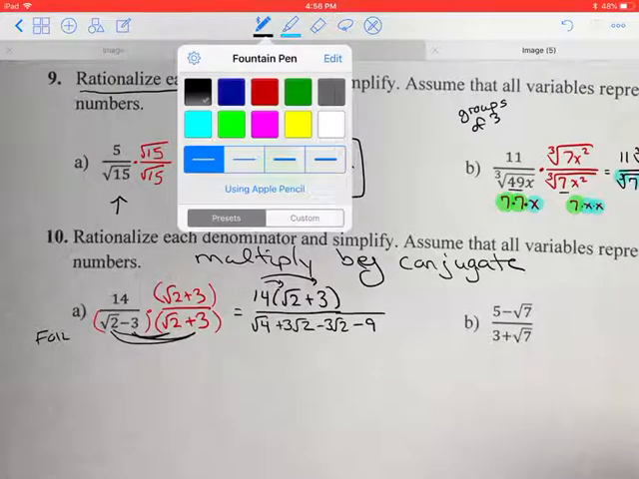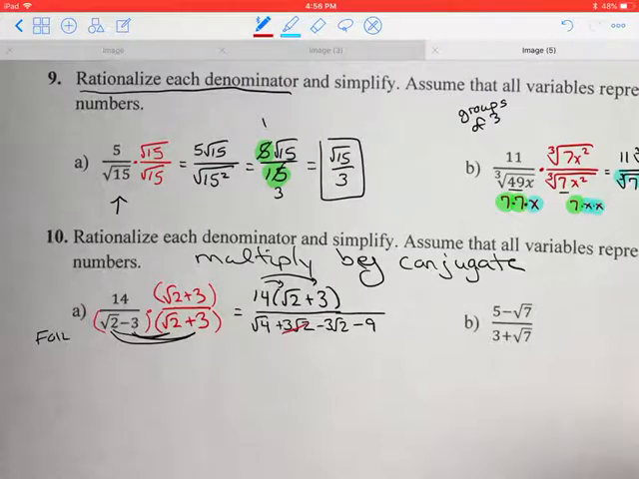Now when you're multiplying conjugates, what you should always see is those middle terms should cancel. So we get 14 times the square root of 2 plus 3. And on the bottom, not only did those cancel, but I'm left with 2 minus 9, since square root of 4 is 2, and that gives me a negative 7. So the nice thing about leaving that 14 out is it's already factored out.